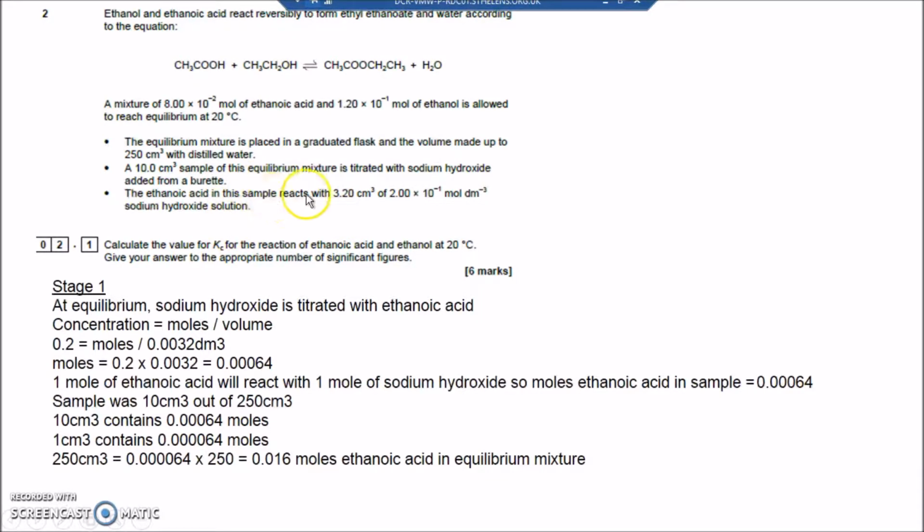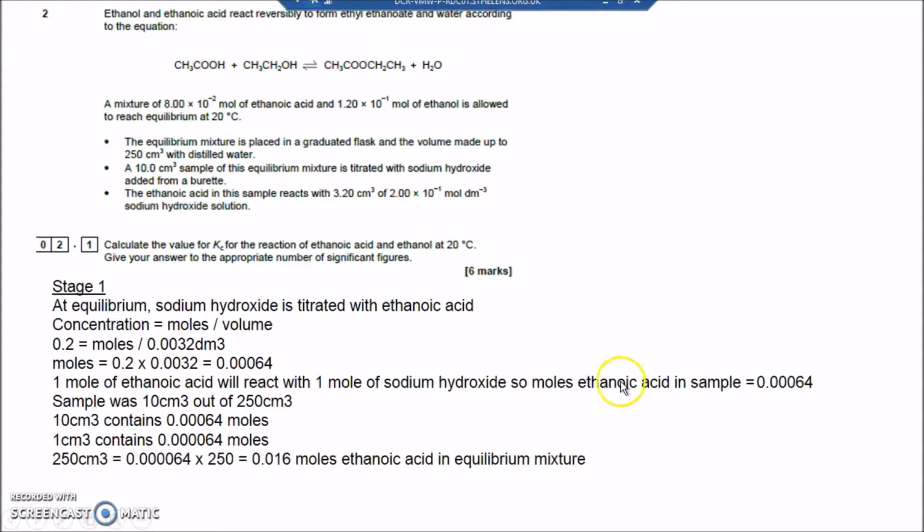What's it reacting with? Well, it's been titrated with this mixture. So when it's titrated with the mixture, it's going to react with the ethanoic acid. Sodium hydroxide is a base and it reacts with acid, so it's going to react with the acid. So sodium hydroxide and ethanoic acid will make water and a salt called sodium ethanoate. And 1 mole of sodium hydroxide will react with 1 mole of ethanoic acid. But I haven't got 1 mole of sodium hydroxide, I've only got 0.00064 moles of sodium hydroxide. So therefore 0.00064 moles of ethanoic acid are in the sample.